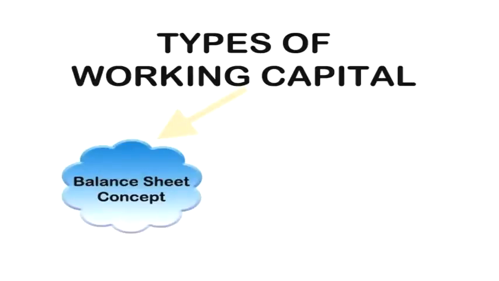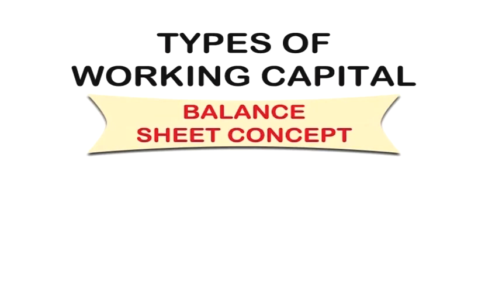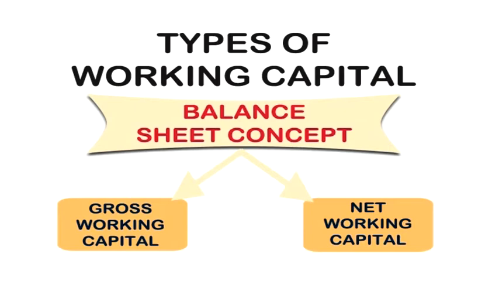Now students, let us understand the types of working capital. There are broad two categories under which we will learn the concept of working capital. First is balance sheet concept, another is operating cycle concept. Balance sheet concept has recognized working capital as gross working capital and net working capital.